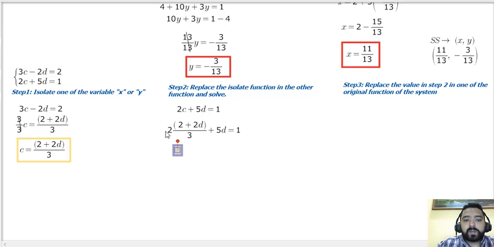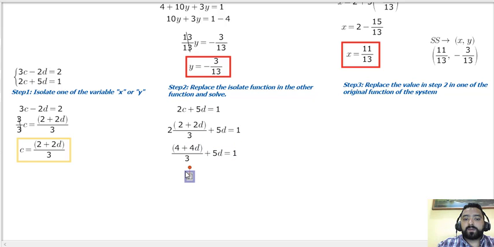And then you are going to multiply using the distributive property. 2 times 2, 4. Plus 2 times 2d, it's 4d. And this one is going to be over 3. So we're going to write over 3 here. Over 3 plus 5d equals 1.